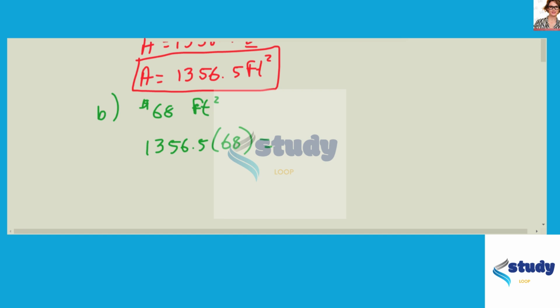Well, 1,356.5 times 68 is equal to $92,242. So that would be the total cost. All right, now let's take a look at the second question.